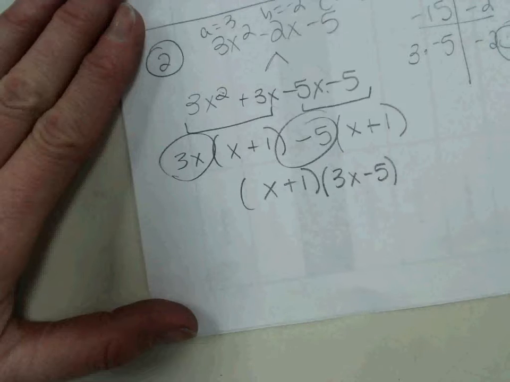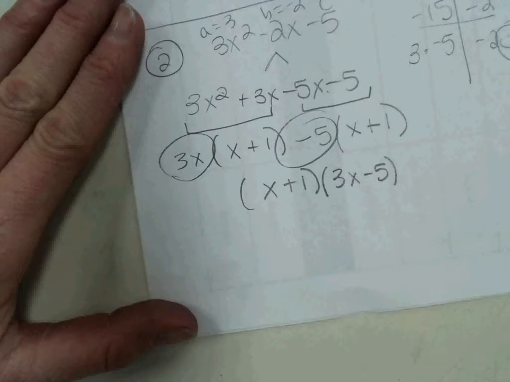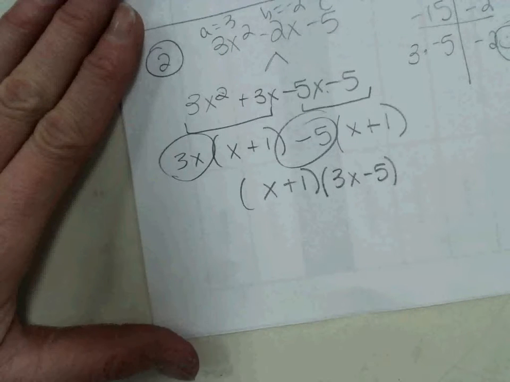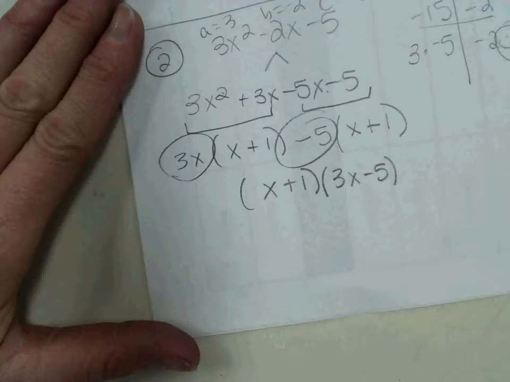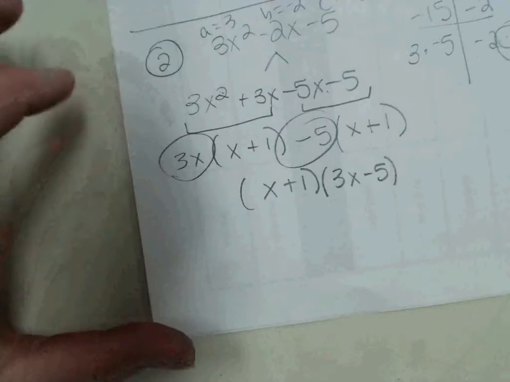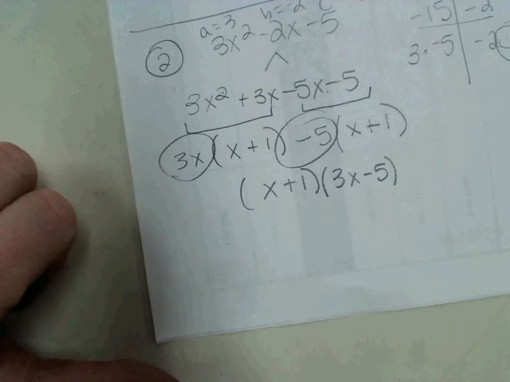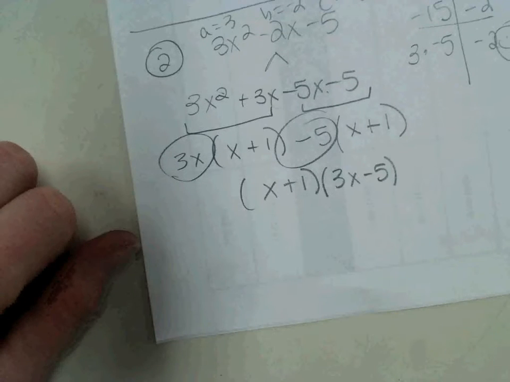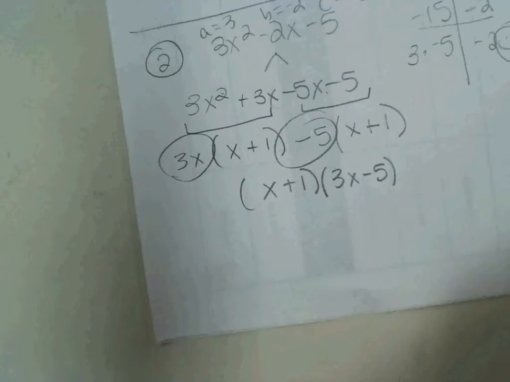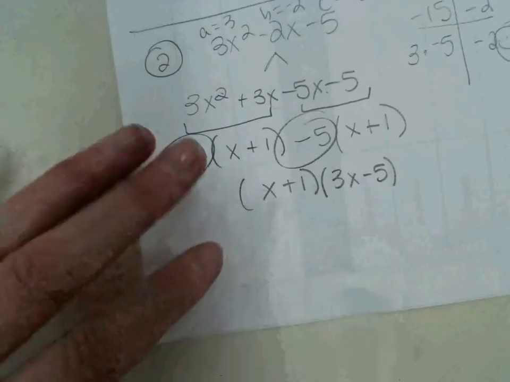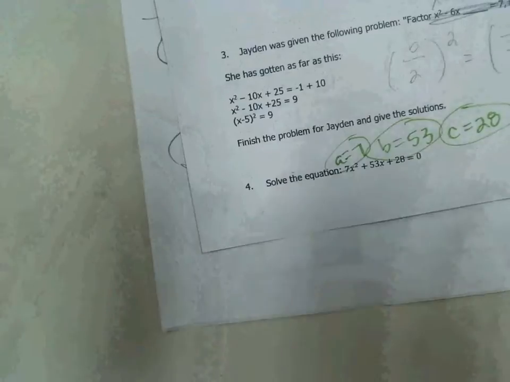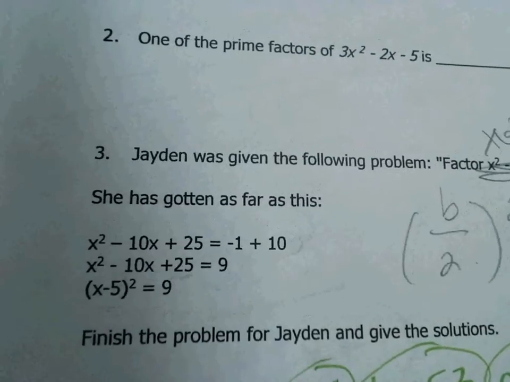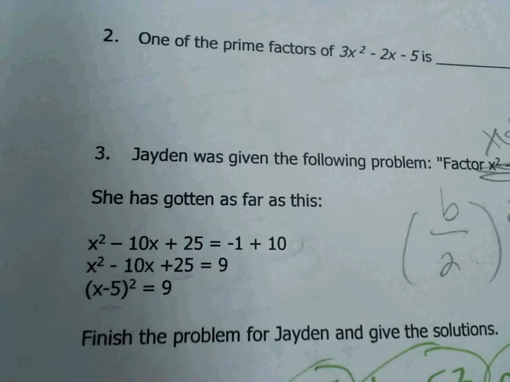Number 3. We're talking about Jaden, who was given the following problem. What I need you to do is cross out that x squared minus 6x plus blank equals 7. Cross that part out, and just reference this part right here. So the question is, finish the problem.